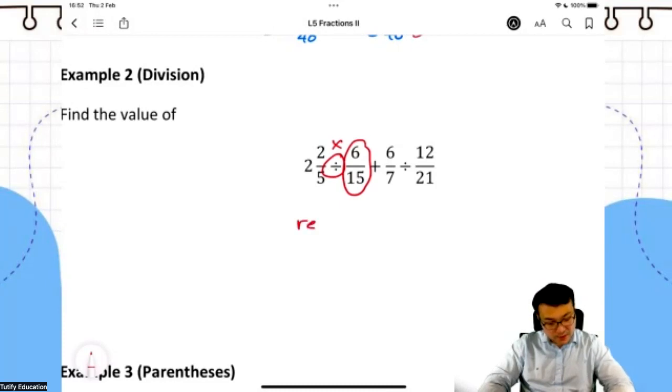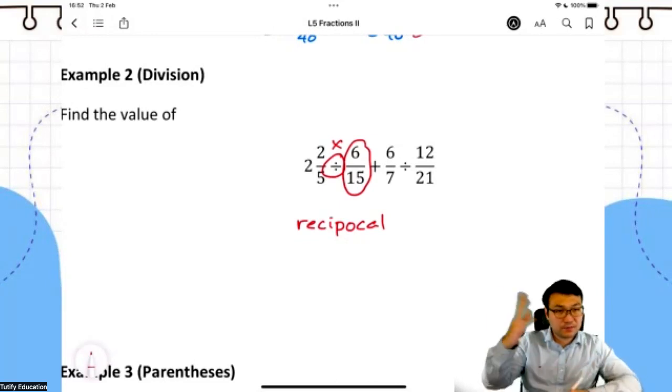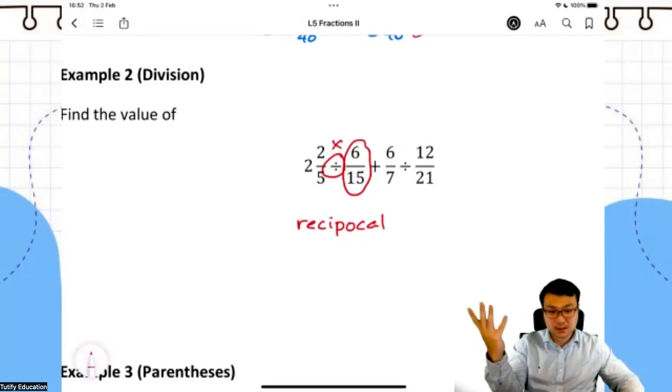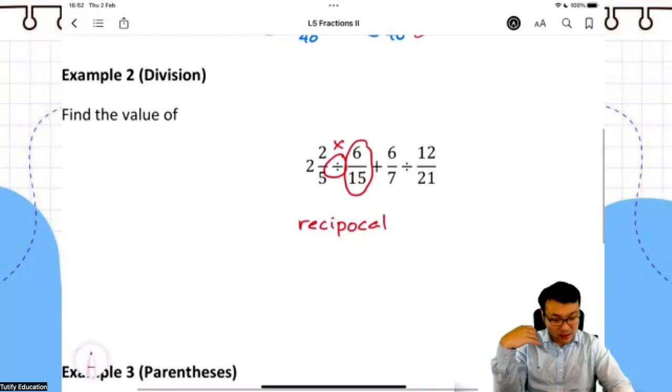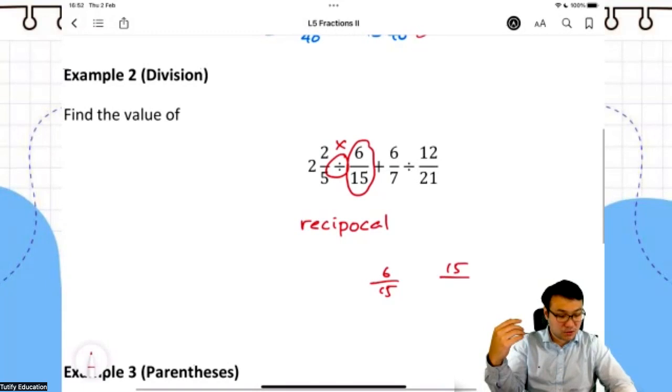Now, she used a very complicated word, a very big word, reciprocal. Yeah, this is the correct word. What is the meaning of reciprocal? Reciprocal is just when you flip the fraction upside down. That's it. So for example, what is the reciprocal of 6 over 15? The reciprocal is 15 over 6.